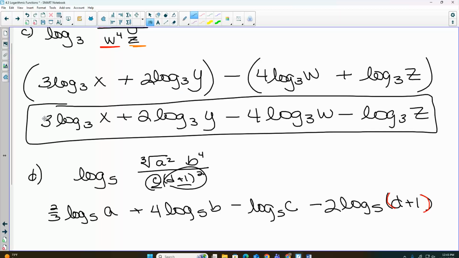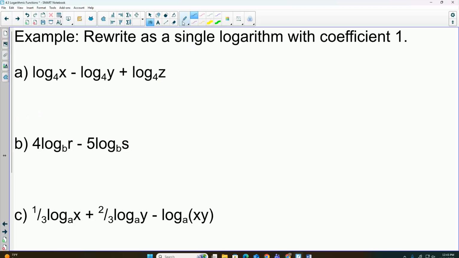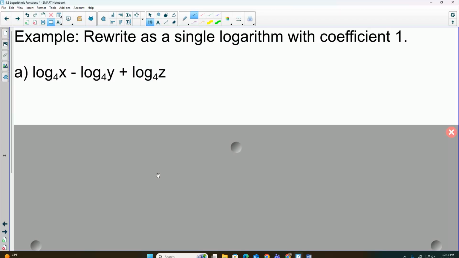Let's go the other direction. So if I give you the expanded form, can we put it back together? A lot of times this might just say condense. Rewrite it so it's only a single logarithm. Basically with this, you have to look, anything that's positive goes on top, anything that's negative goes on the bottom.